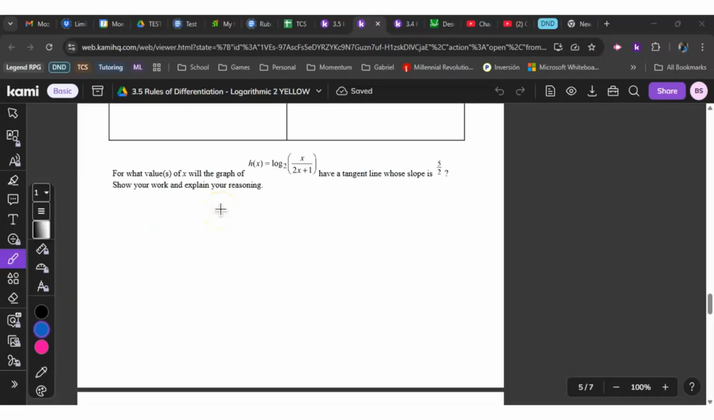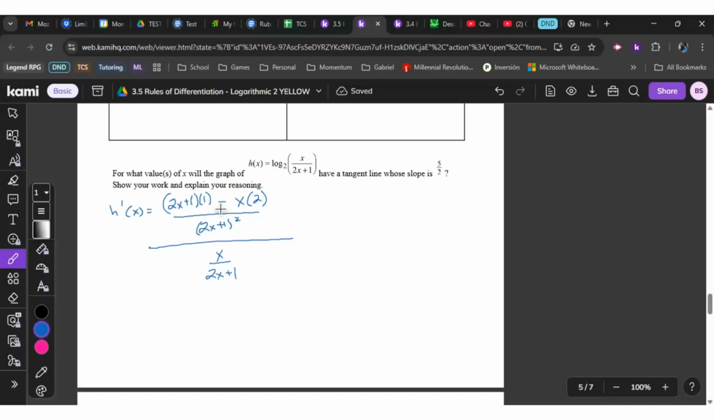So last one here, we've got h of x is log base 2 of x over 2x plus 1. And it's got a tangent line whose slope is 5/2. So we got to figure out when that's going to happen. Meaning, we need to take the derivative, and then that derivative needs to be equal to our 5/2. So h prime of x, we're going to have to do quotient rule here to get the top part. And so we got low d high, which in this case is 1, minus high d low over low squared, all over the original function.